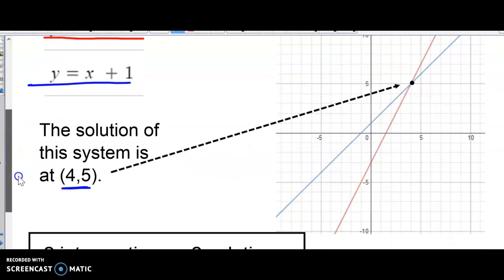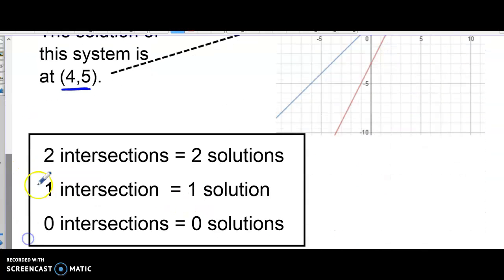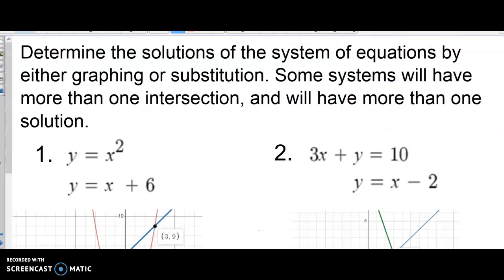If you want to check to see if it's a solution, you can plug this in to both equations and this in to both equations for y and see if they make true statements. If they make true statements, then you know it's a solution. Just remember, the number of intersections is the number of solutions that you have. 2 intersections is 2 solutions. 1 intersection is 1 solution, and no intersection is no solution.